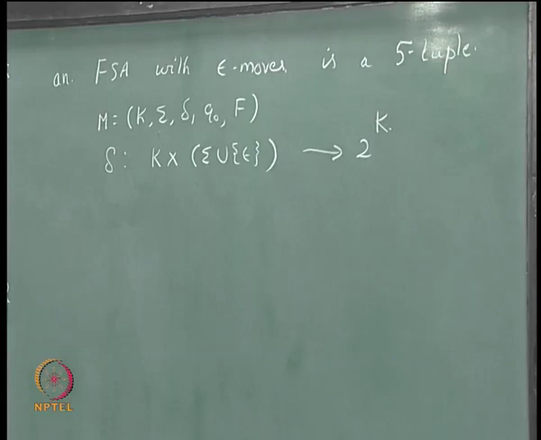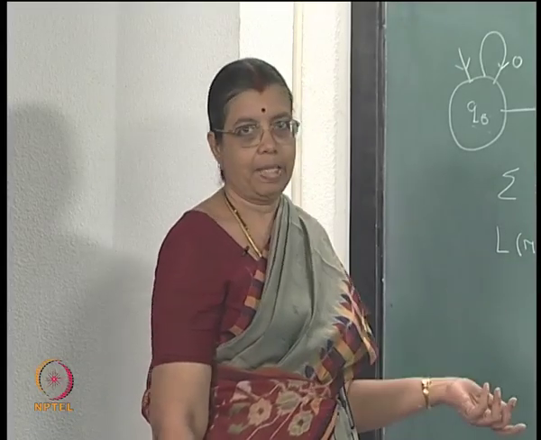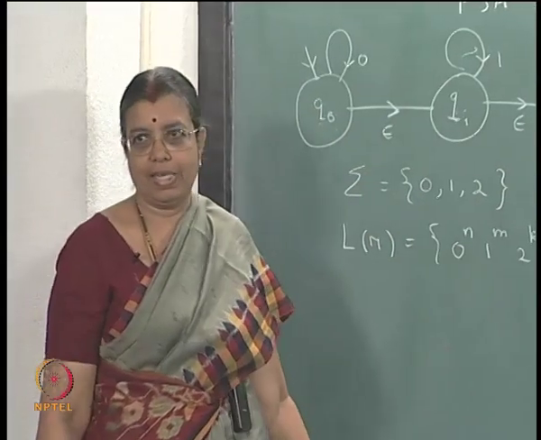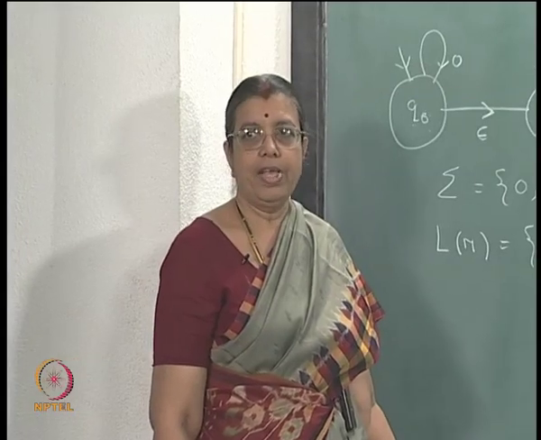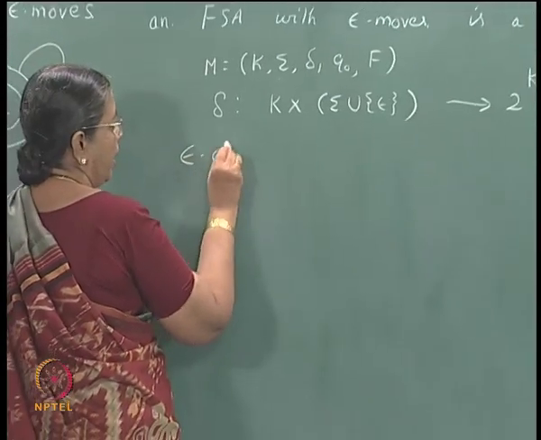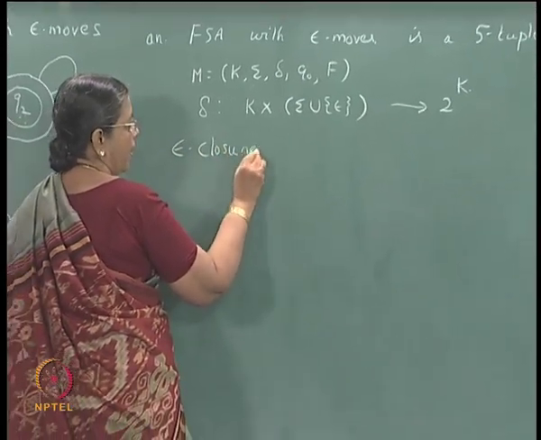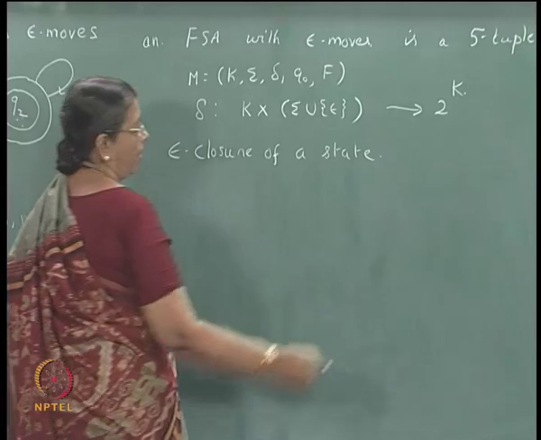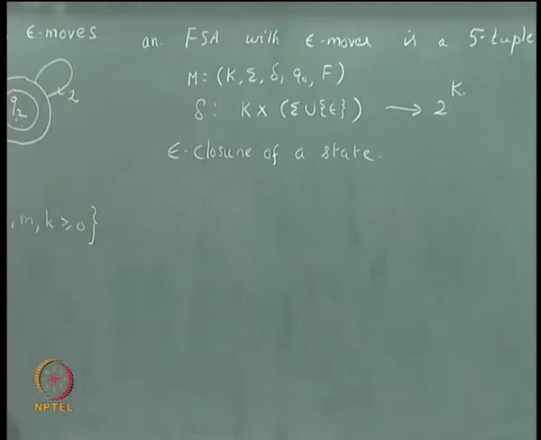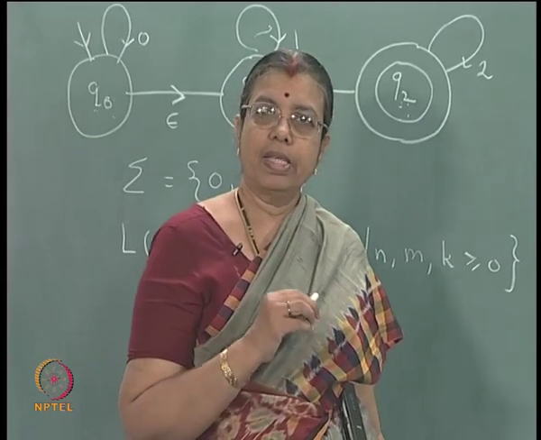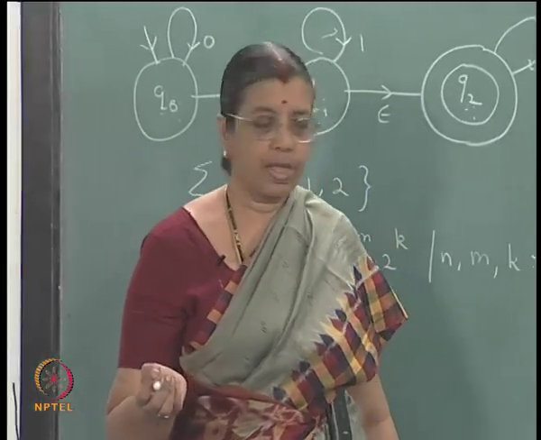Okay. Now, how do we define a string accepted in this case? Basically the idea is it should take you from an initial state to a final state, but formally how do we define it? For that we define what is known as the epsilon closure. Epsilon closure of a state: you define epsilon closure of a state. How do you define this? The set of all states reachable from it just by epsilon moves.